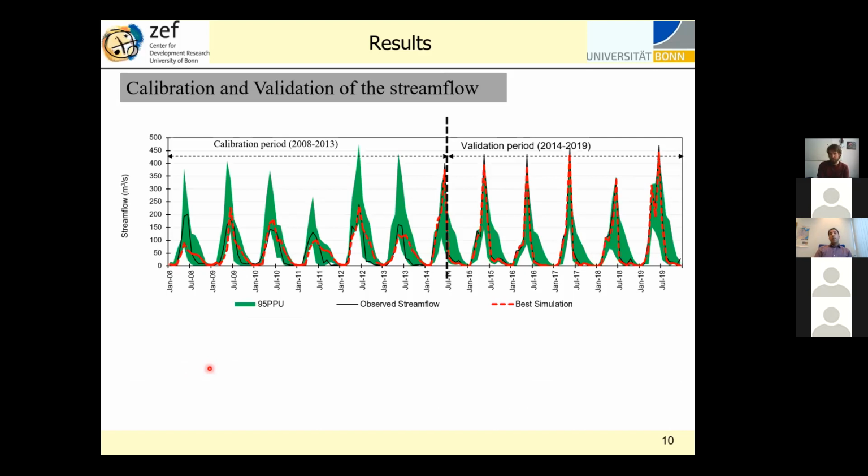Okay. As I mentioned earlier, the calibration period for which the data was available, we considered 2008 to 2013. And for validation period, we used 2014 till 2019, this period.